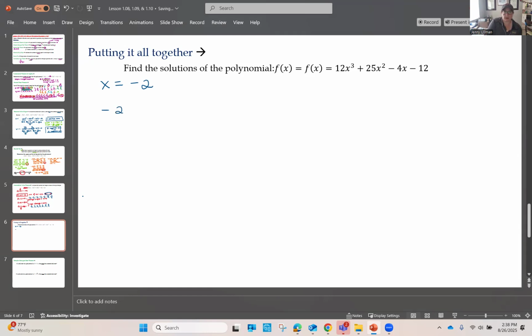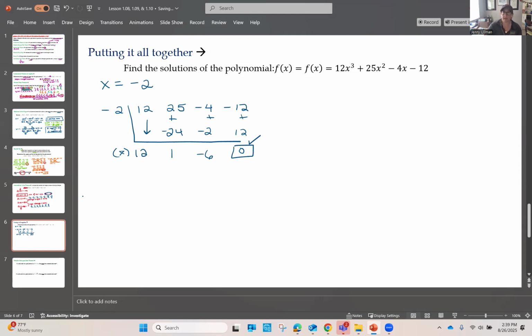Okay, so I will take my -2, and now I will finish that synthetic division that I didn't finish when I was doing the bounds test. This was negative 24. Add it up to give me 1. 1 times negative 2 is negative 2. Add that up to give me negative 6. Negative 6 times negative 2 is 12. And there is that remainder of 0.